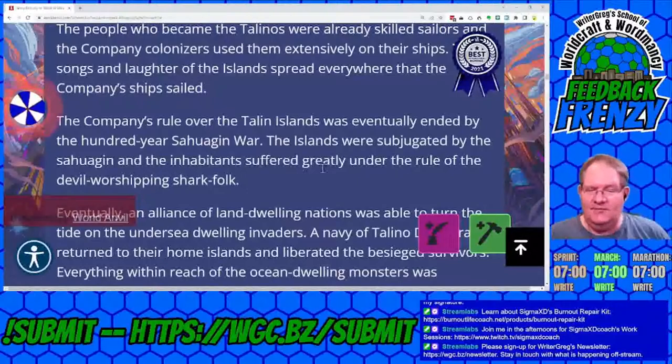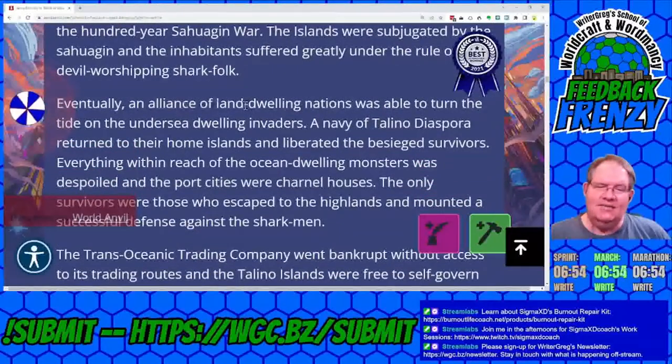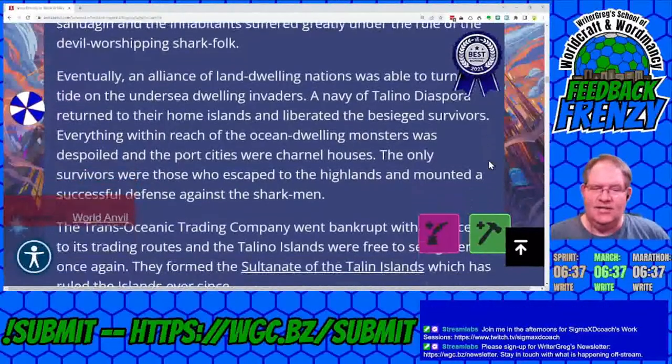And the inhabitants suffered greatly under the rule of the devil-worshipping shark folk. Eventually, an alliance of land-dwelling nations was able to turn the tide on the undersea-dwelling invaders. A navy of Talino diaspora returned to their home islands and liberated the besieged survivors.